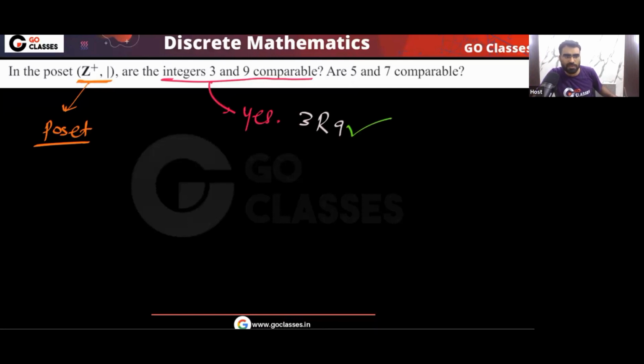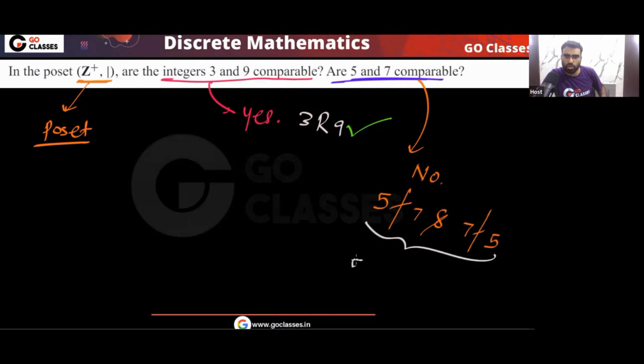What about 5 and 7? Are these two comparable? Tell me. They are not comparable. Why? Because you can see 5 is not related to 7. 5 does not divide 7 and 7 does not divide 5. Yes or no? So you can see that 5 is not related to 7 and 7 is not related to 5. I hope you understood this simple point.